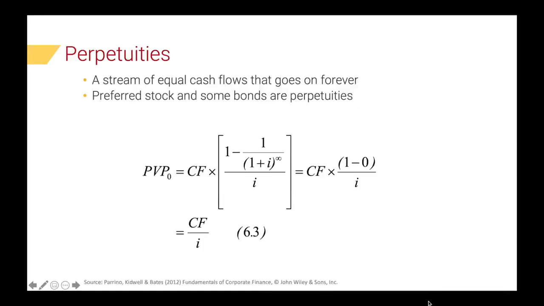Perpetuities are a stream of equal cash flows that go on forever. Preferred stock and some bonds are perpetuities. And here is the formula for that. But as we mentioned, this is for informational purposes, as we will be doing our calculations using Microsoft Excel.